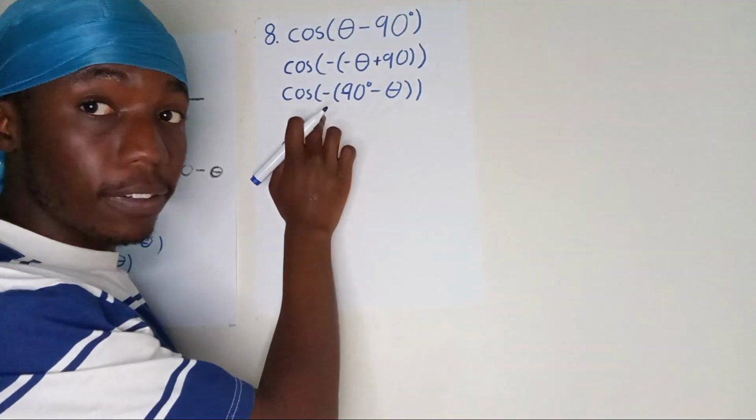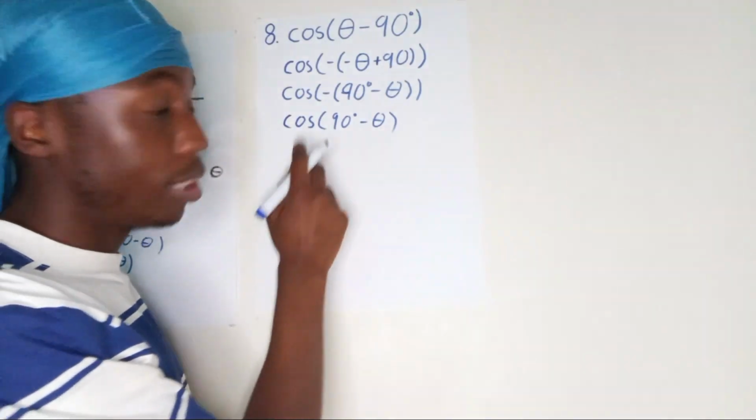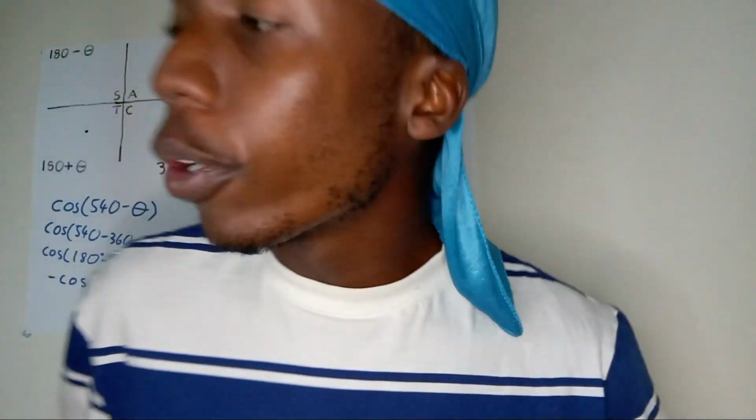Okay, that negative right there automatically disappears. And what's the cofunction of this? Obviously, sine theta. And that's it for today, ladies and gentlemen.